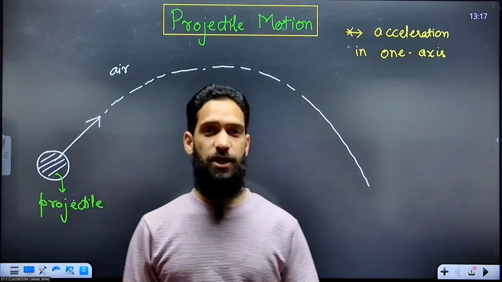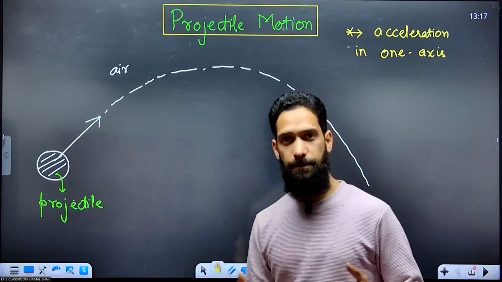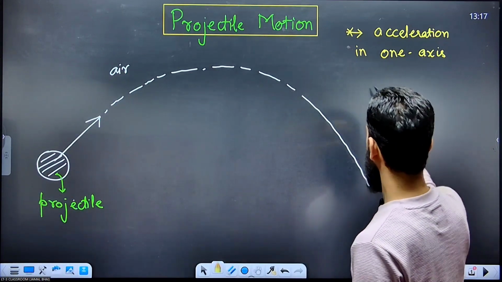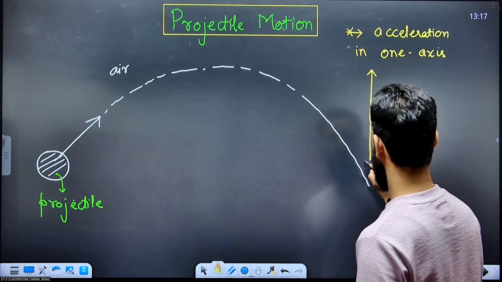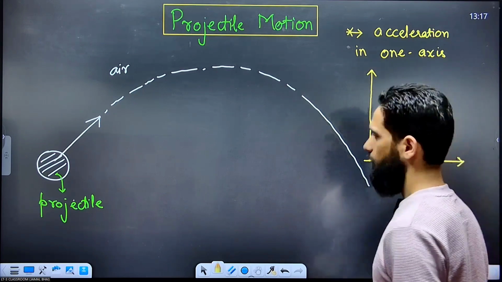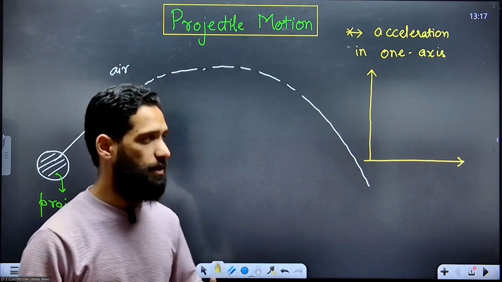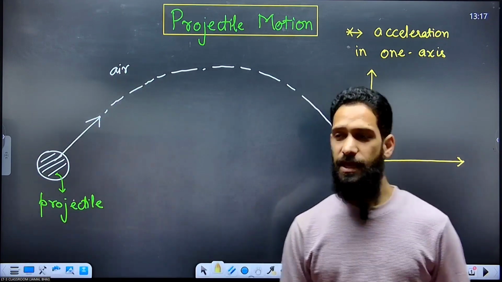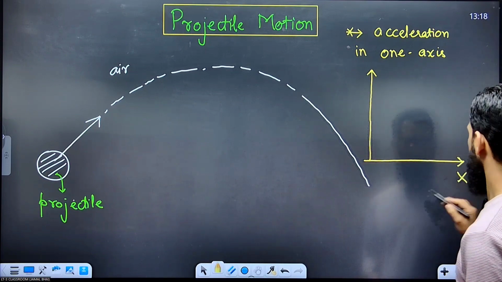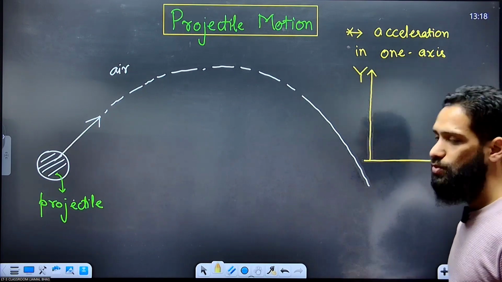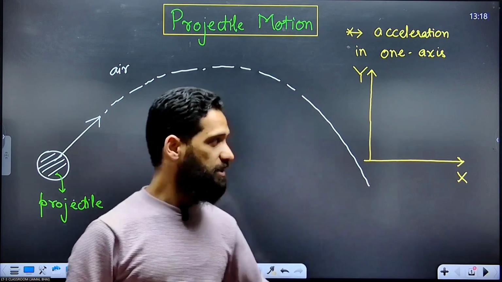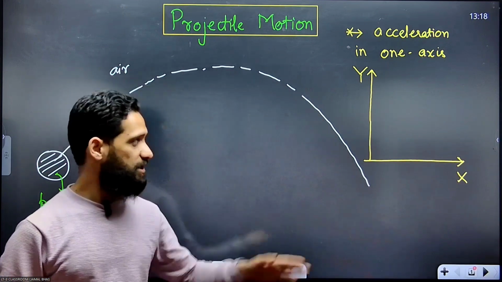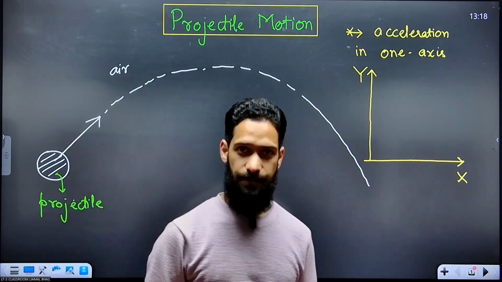Since the projectile is a thing which is fired, which is thrown in a plane, we all know that in a plane we have two axes. We can choose any of the two. We can name them whatever is convenient to us. So for example, I name one axis as the x-axis and another one as the y-axis. I have taken the horizontal axis as the x-axis and the vertical axis as the y-axis, okay?